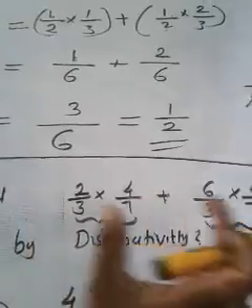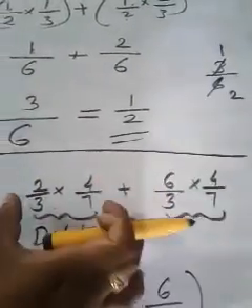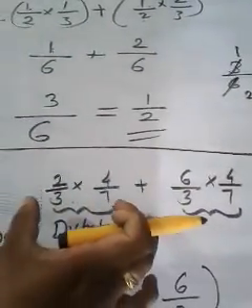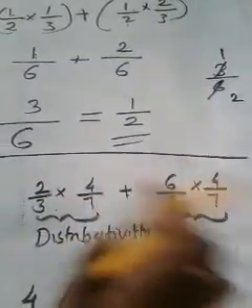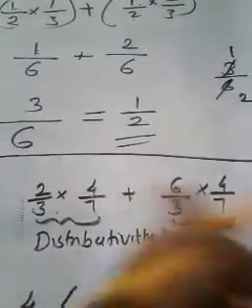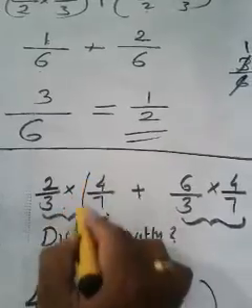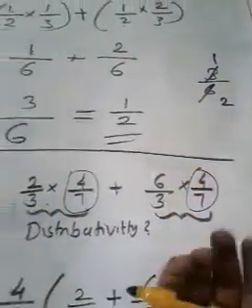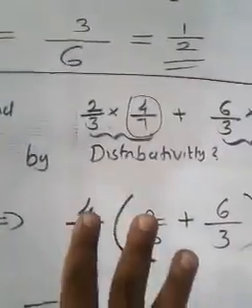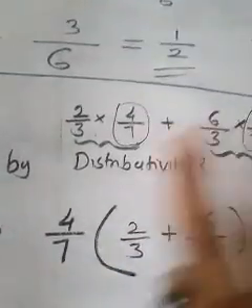If you meet this kind of question, separate it into two terms: first term, second term. Compare both terms. Which is common in both terms? 4/7 is common in both terms. Just take 4/7 outside. Make 4/7 stand outside.